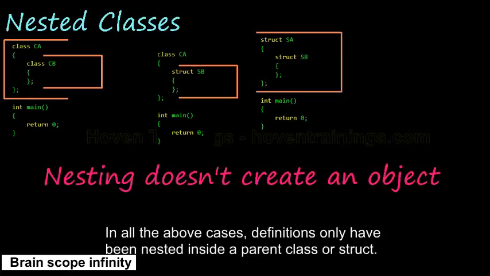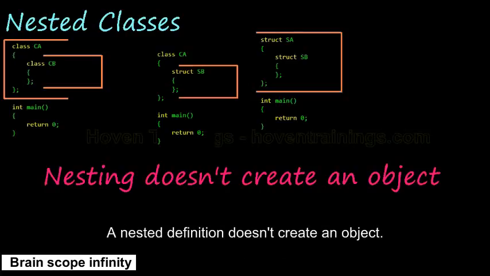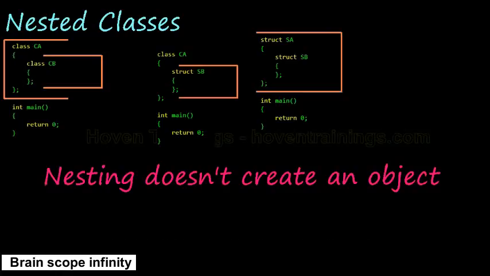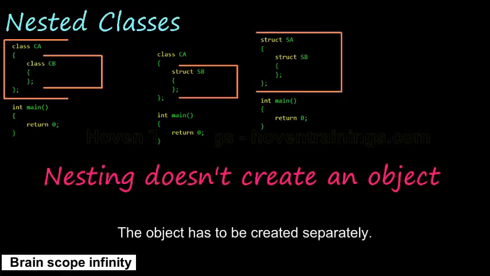In all the above cases, definitions only have been nested inside a parent class or struct. A nested definition doesn't create an object. The object has to be created separately.